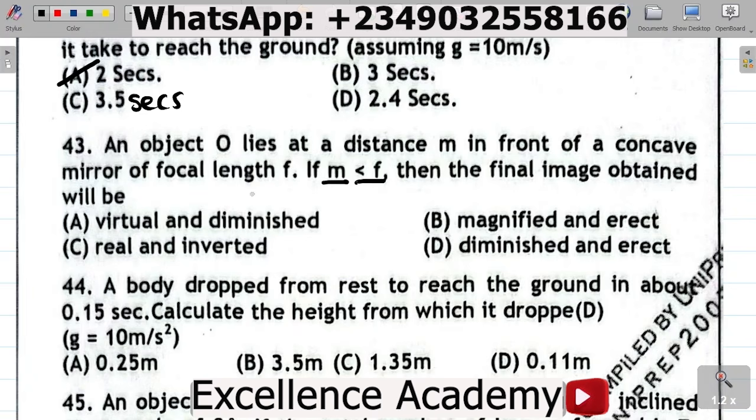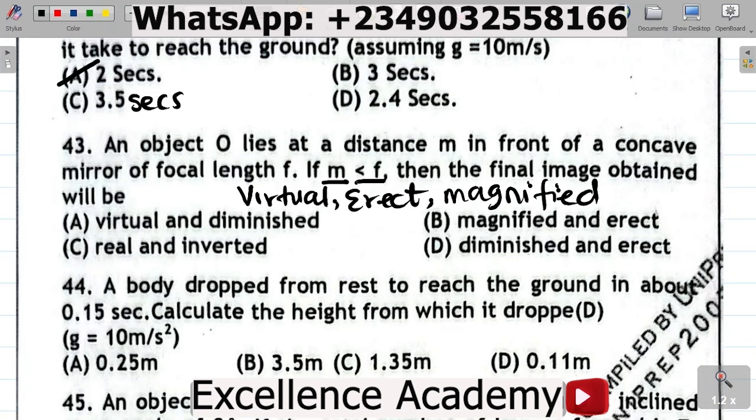For this case, the final image obtained will be number 1, virtual. Number 2, erect. Number 3, magnified. So it will be virtual, it will be erect, it will be magnified. Which of these options matches all of this? This one says virtual and diminished. No. This one says magnified and erect. Yes, B works. C says real and inverted. No. D says diminished and erect.